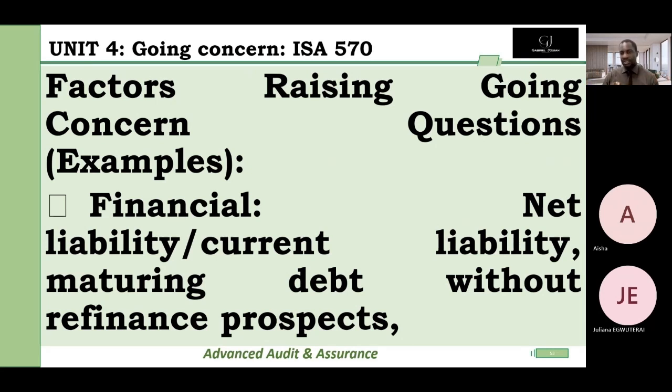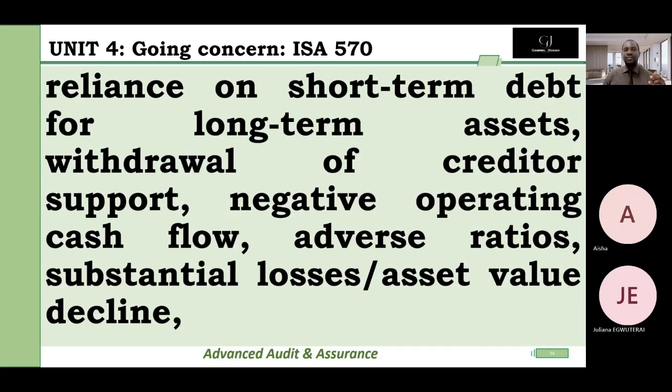I've stated some like losses, but let's look at what the study text is speaking to. So financial concerns: net liability, current liability maturing, current liability above net or current assets, debt without refinance prospects. So debts are increasing. There are no finance prospects to meet those debts. These are indicators or factors. Also reliance on short-term debt and long-term assets. Withdrawal of a major creditor's support. He stopped giving the company credit. These are major red flags.